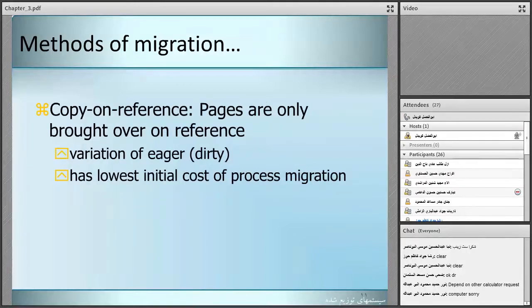Yes, no problem. In the previous method, copy on reference, I said every process has data. Some data is in main memory and some data is stored on hard disk. In copy on reference, we do not transfer anything. The data is left on source machine, on main memory and hard disk. And if the process on destination needs to access this data, it can send request. Okay, it is copy on reference.